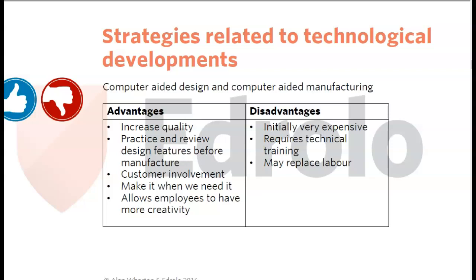The design tools and the manufacturing tools, both computer aided, are very expensive, and they require technical training. They may replace labour. So if you look at the disadvantages across the 3 strategies that we've now looked at, computer-aided design, computer-aided manufacturing, and production lines, they are the same. We're looking at the expense of setting them up, the technical training required to run them, and the loss of labour by replacing humans with computer systems.